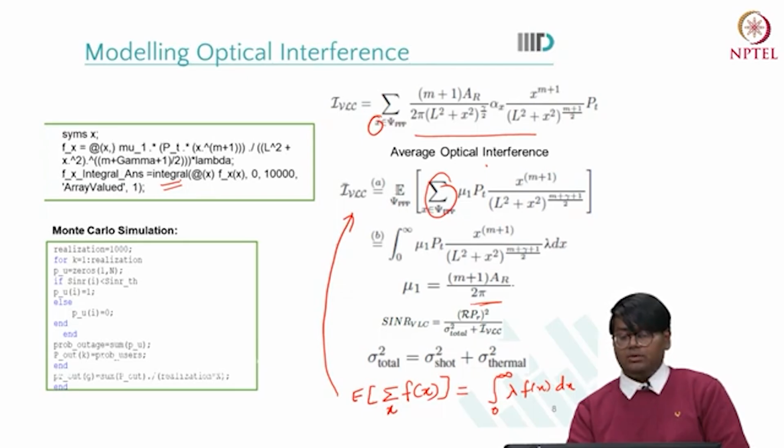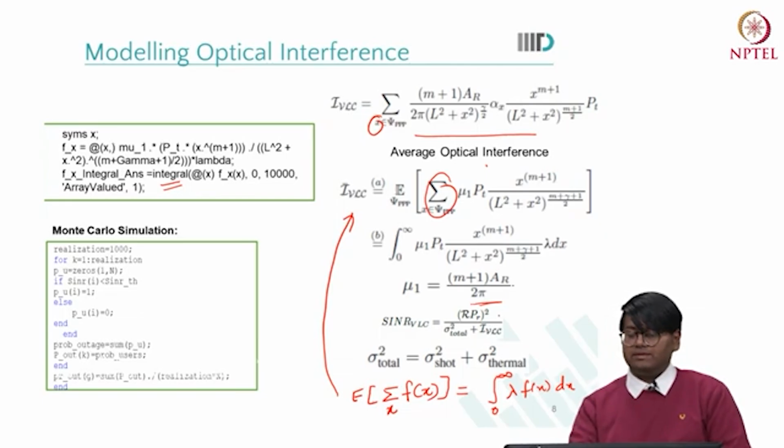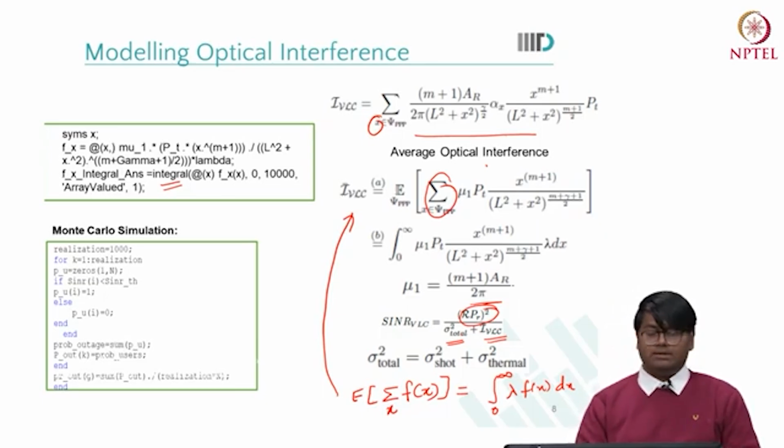So, how do we compute the SINR, the signal to interference plus noise ratio? This is our desired signal power, and this is the instantaneous optical interference. And sigma square total is nothing but the summation of the shot noise and thermal noise. So, this is about how we analyze our system model.